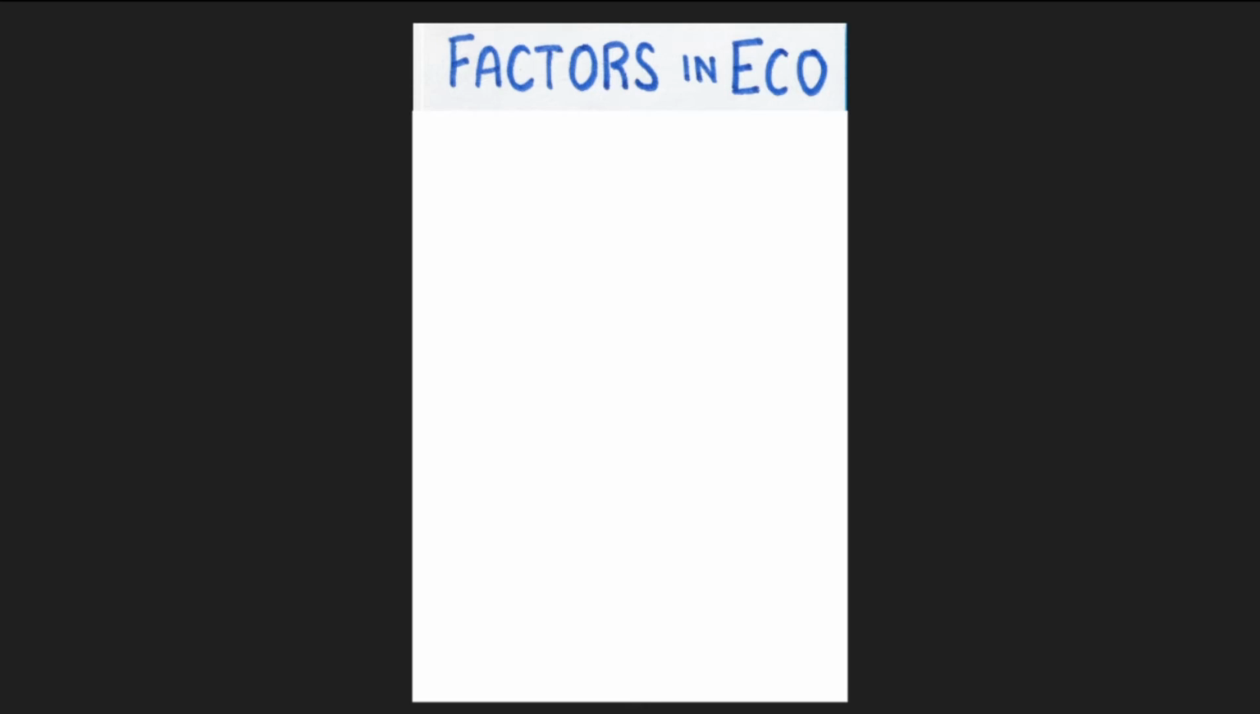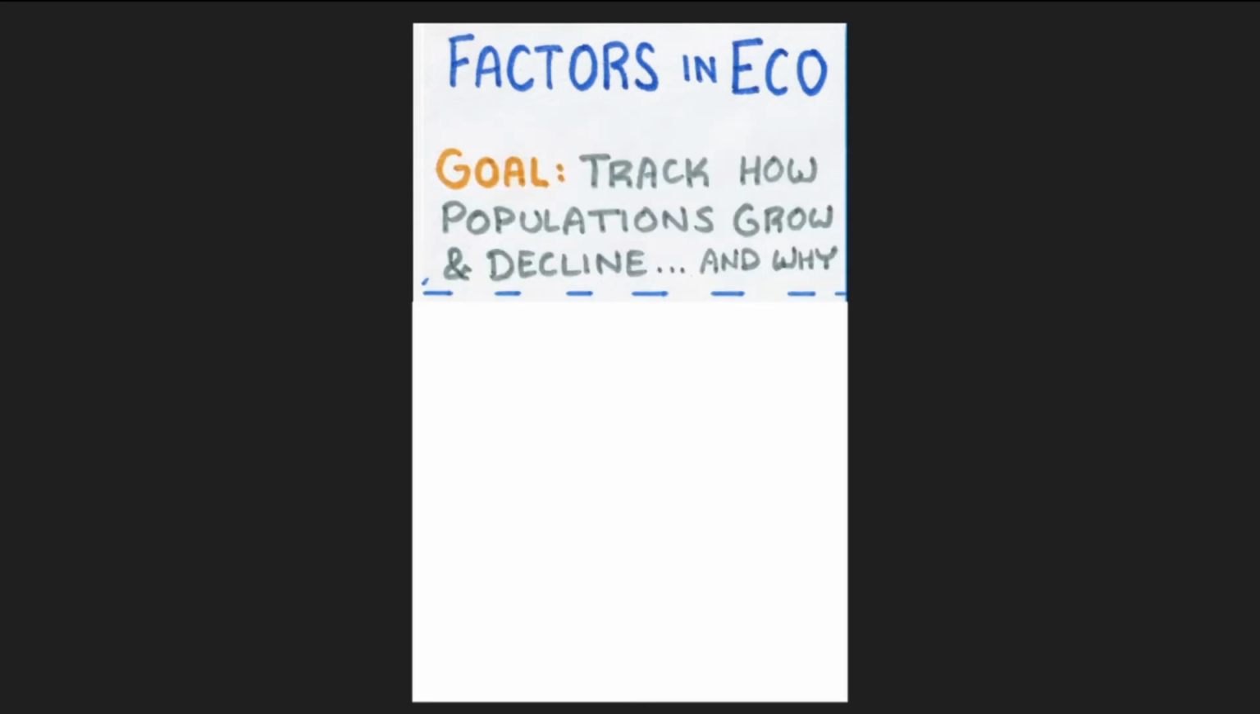Then we talked about the different relationships that those interacted with each other through, and we talked about how energy flows through those systems. Well, today we're going to look at some of the factors that impact the energy flow, that impact the number of organisms in those areas. Our goal today is going to be to track how populations grow and decline and why.